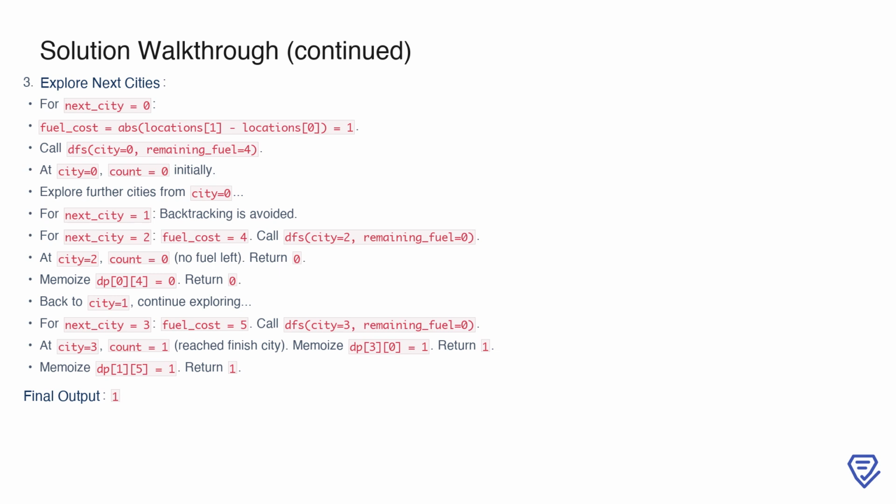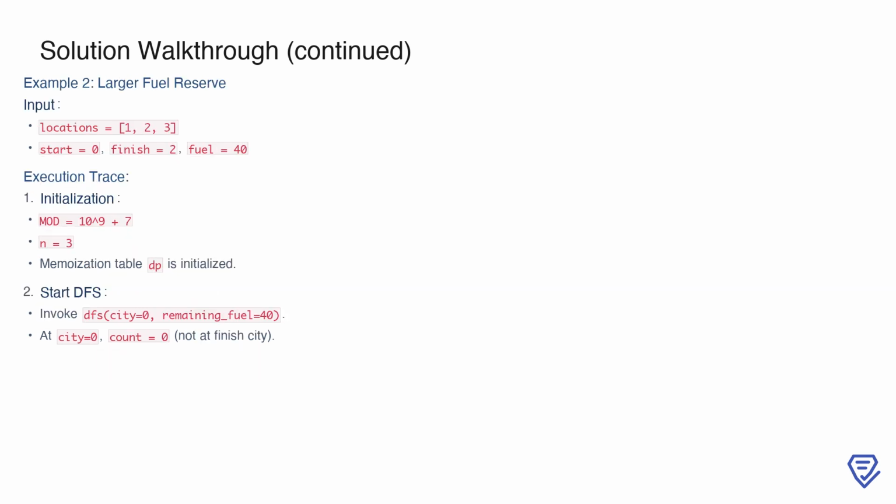Here, count is incremented by 1, and the result is memoized as dp[3][0] = 1. The total valid routes originating from city 1 with 5 fuel is now 1, which is memoized as dp[1][5] = 1 and returned. In this larger example, we analyze a scenario with more fuel.